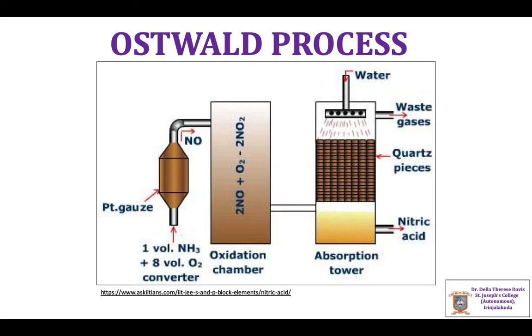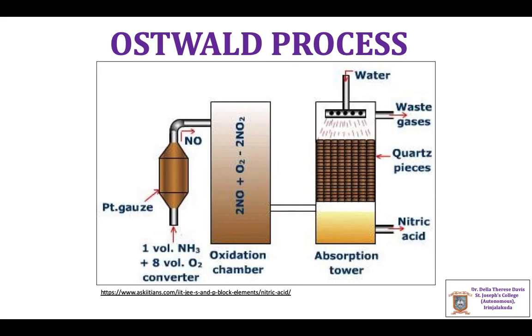The figure shows the reaction setup for Ostwald's process. It has three chambers. In the first chamber, ammonia is converted to nitric oxide by atmospheric oxygen. A mixture of pure ammonia and air in the ratio 1:8 under pressure is passed through chamber 1 in the presence of platinum or rhodium catalyst.